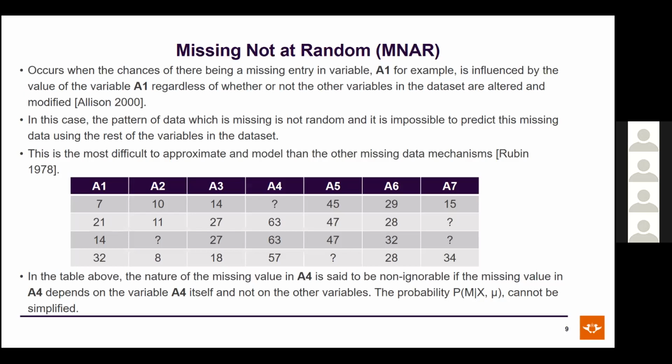The next point basically speaks to that: the missing not at random scenario is the most difficult to approximate and model compared to the other missing data mechanisms like missing at random and missing completely at random. So coming up with a solution for missing not at random, I think a lot of people are going to be smiling and happy that there's actually a solution to handle this kind of missing data.